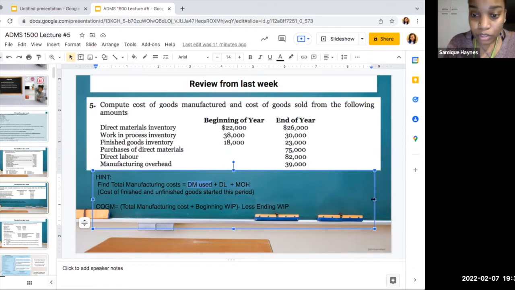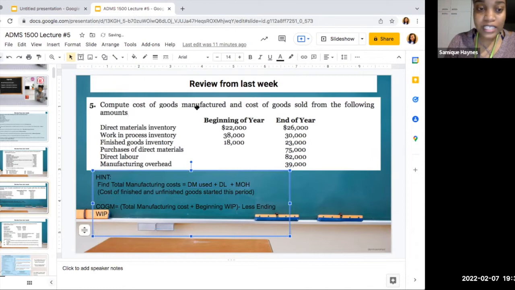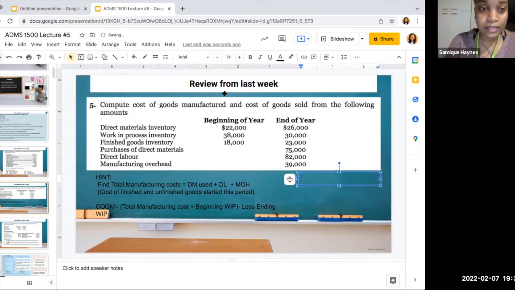Now, direct materials used is very similar to what we know in our income statement, when we did the income statement in the financial accounting part, as the cost of goods sold. The formula for that is very similar, right? So if we know the direct materials that we had in the beginning of the year, and the direct materials that we purchased, and the direct materials that we had at the end of the year, how do you think we find the direct materials used?